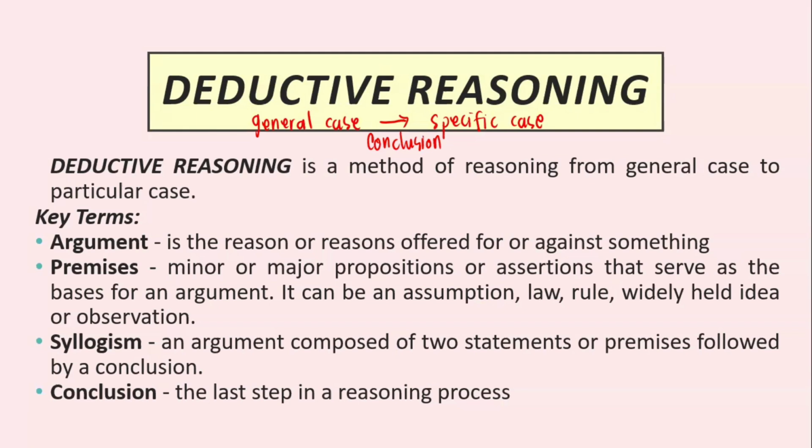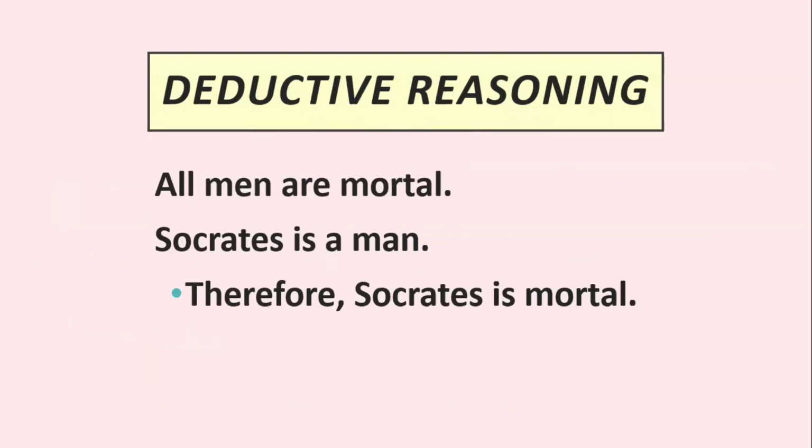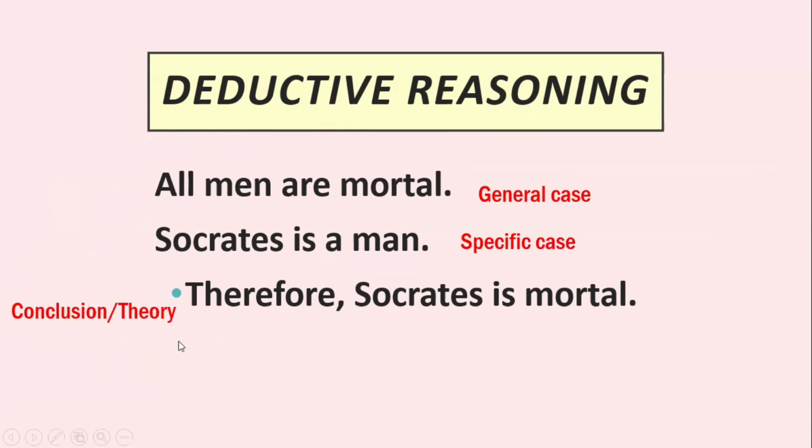Alright, next is conclusion. This is the last step in a reasoning process. So a conclusion is a claim supported by your premises. Okay? So let's have an example for deductive reasoning. Sabi dito, all men are mortal. So that's a general case. Socrates is a man, specific case. And then therefore, Socrates is a mortal. So that's your conclusion, or tinatawag natin theory.